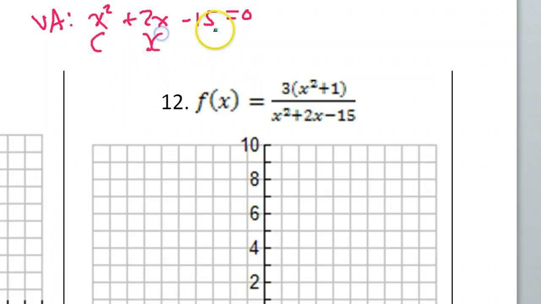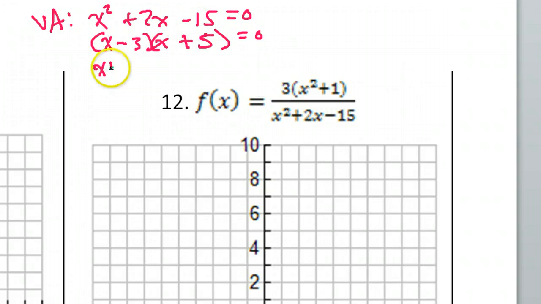Probably this is factorable, so let's shoot for that. X squared would be x times x. For 15, try 3 times 5. To have a positive 2, I'd need a negative 3 and a positive 5. And that does make negative 15. A negative times a positive is a negative.